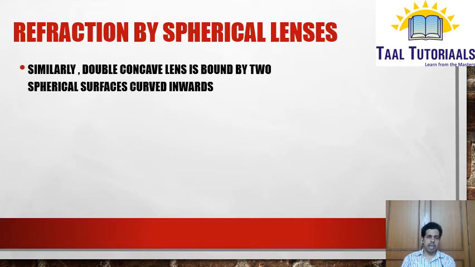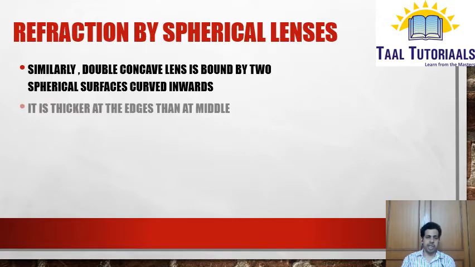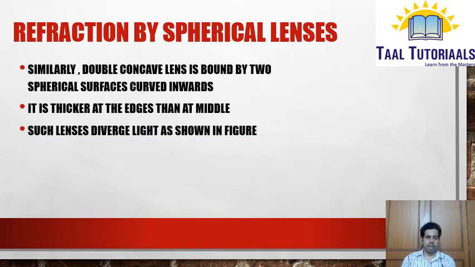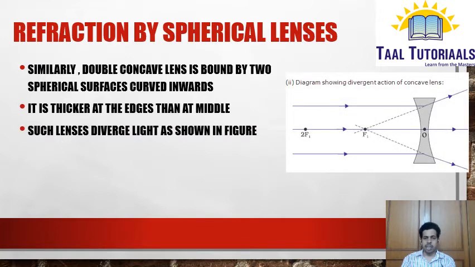Similarly, a double concave lens is bound by two spherical surfaces curved inward. I'll show you a diagram, then you'll understand. It is thicker at the edges than at the middle. If you observe the image, you will understand. See here, O is a point, the middle of the lens. There it is thinner when compared to the edges.